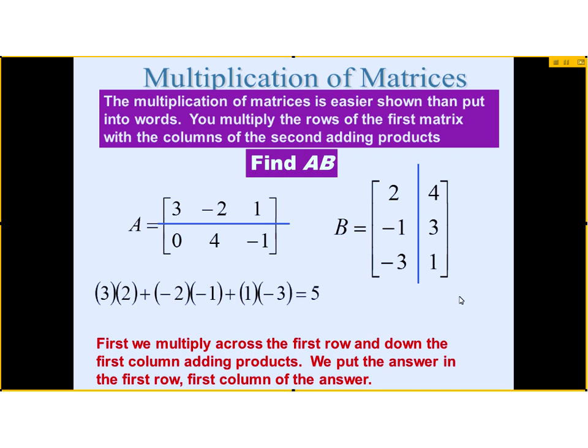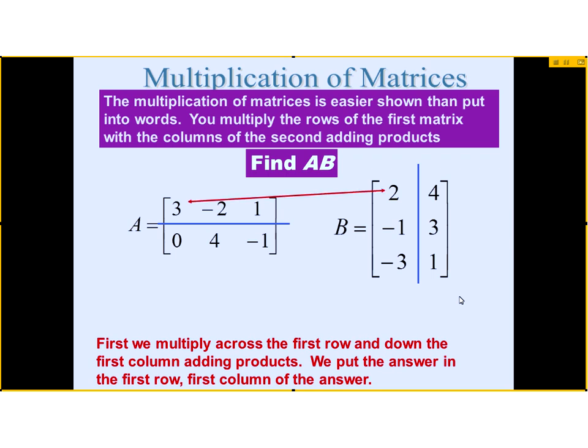So what do we get? We get 5. So this is the first element of our new matrix. So this is the procedure we are going to use to multiply the two matrices.